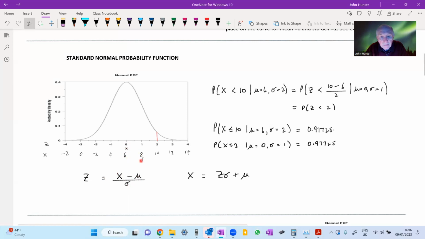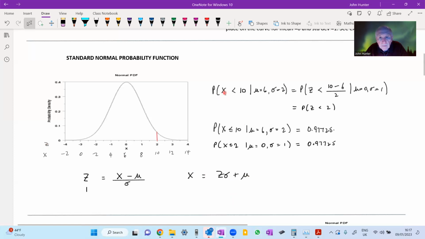With an X value of 8, we subtract the mean, 6, and divide by the standard deviation, 2, and we get 1. So 8 corresponds to 1 in our transformed variable. And then we've got the reverse transformation there. So let's have a look at an example.